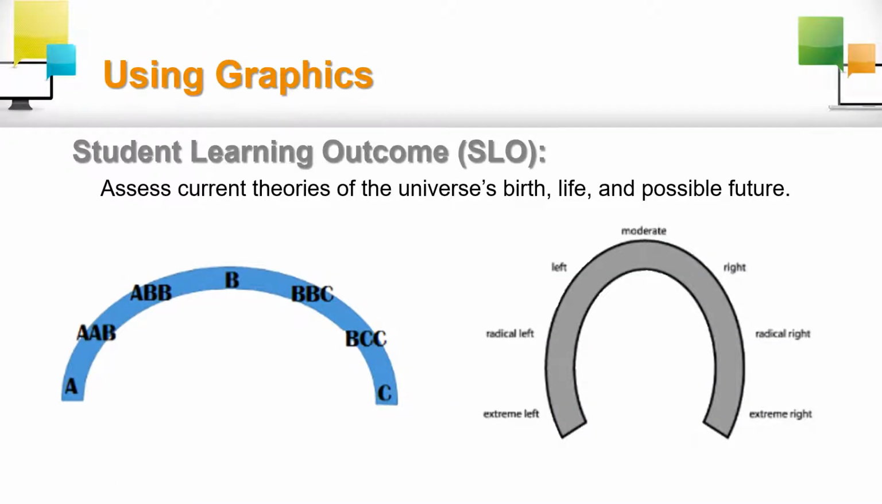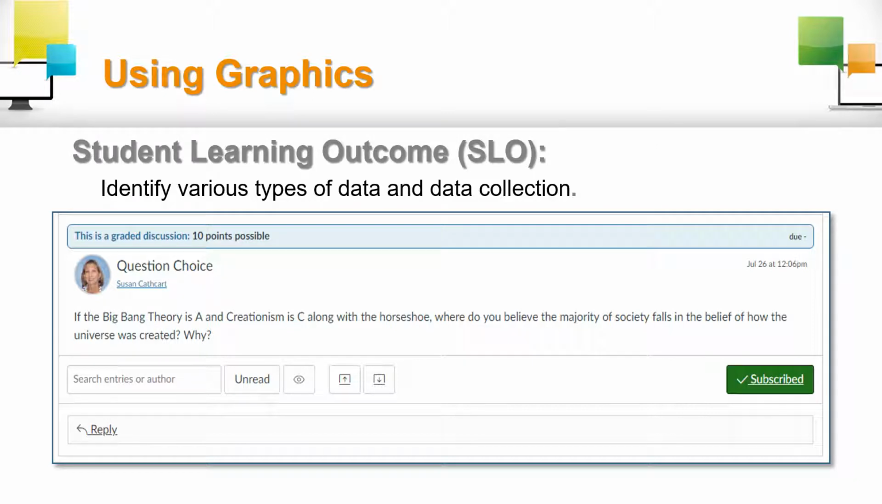Discussions can often get tiresome to students that believe there is only one right answer. Try talking about topics in relation to a scale or spectrum. The student learning outcome is: assess current theories of the universe's birth, life, and possible future. One example of a graphic question using the SLO is shown.